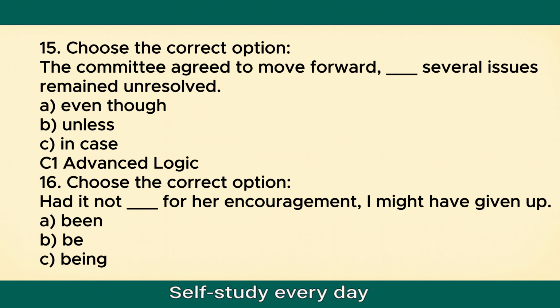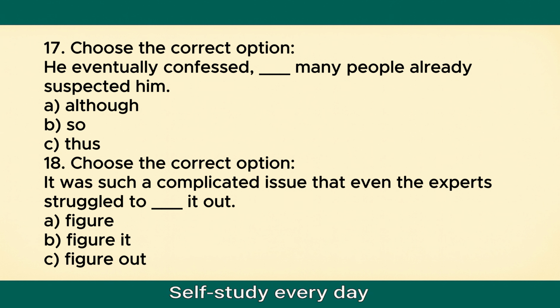C1 Advanced Logic. 16. Choose the correct option. Had it not been for her encouragement, I might have given up. A. Been. B. Be. C. Being. 17. Choose the correct option. He eventually confessed, although many people already suspected him. A. Although. B. So. C. Thus.